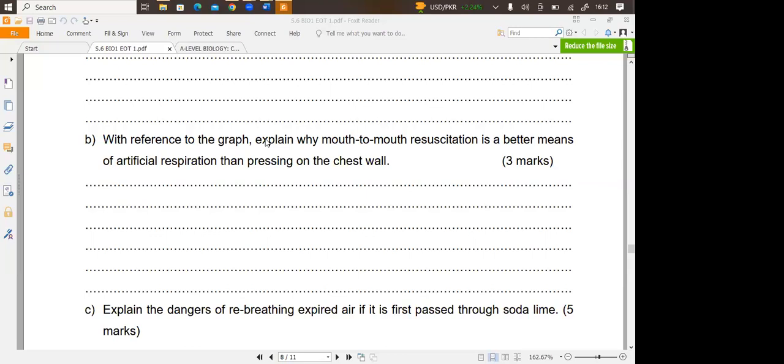Then Sharon is saying, pressing on the chest aimed at decreasing lung volume, hence increasing pressure, hence initiating expiration. Sharon, your response is not clear. Remember, we are saying that mouth-to-mouth is the better option than pressing on the chest. So using evidence from the graph, we are explaining why we think it is the better option. That's what the question is about.